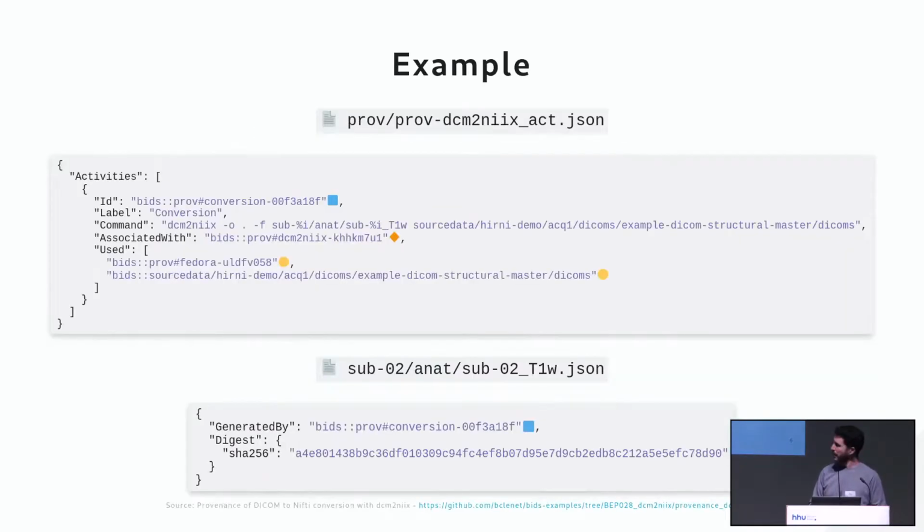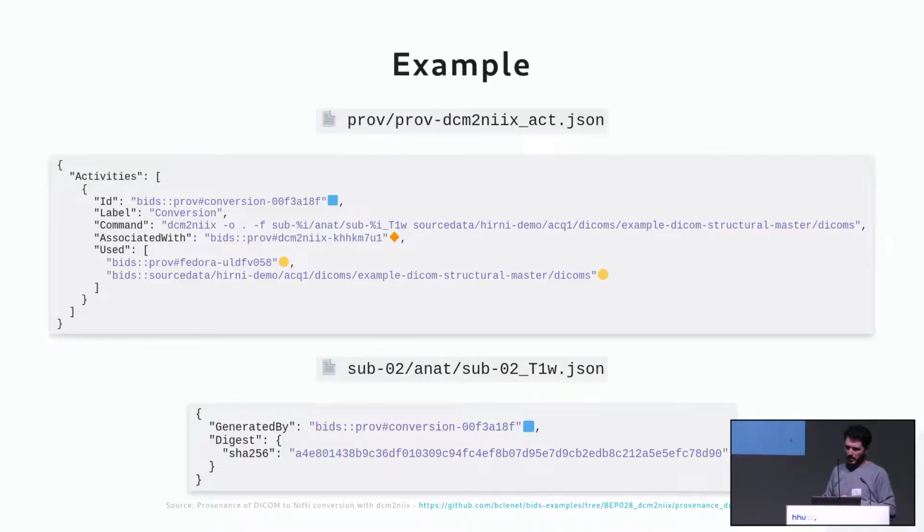And to conclude, there's a small example of the conversion graph I showed earlier. In the activities file, we have the description of the conversion activity. We see that it's uniquely identified. We see that there's a command line associated with it. And we see that it's associated with the DICOM2NIX software. We see that it uses some data as input, the yellow dots here, and some software environment as input as well.